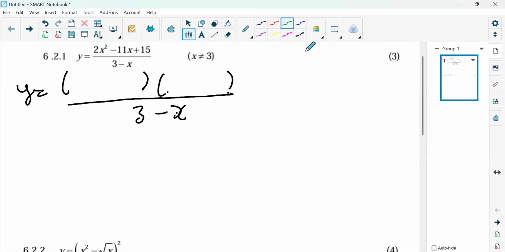Now we look for the factors of 15, remembering it's 2x squared minus 11x plus 15. Since it's plus 15, in our brackets we're going to have a minus and a minus.